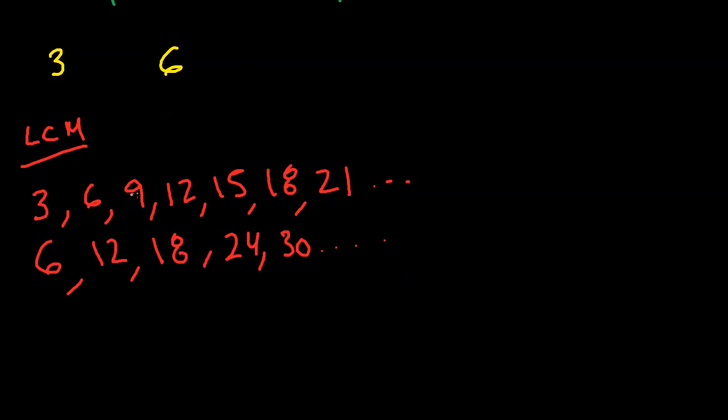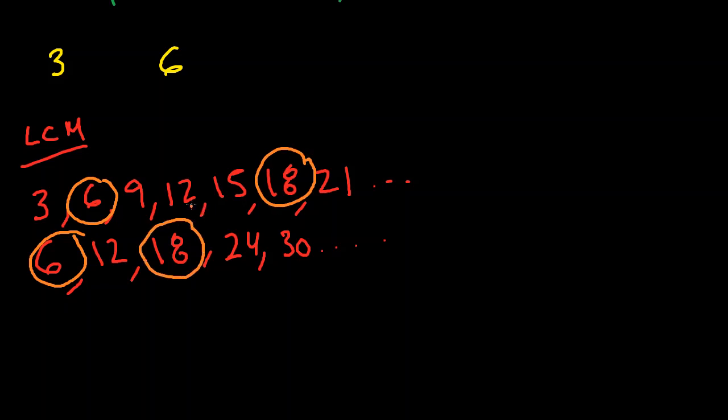So now, do we see a number that's common between this list and this list? We do, right? We see that 6 appears in the first list and it appears in the second list. But hold on. We also see another number that's common between these two lists. We see 18 and 18. So in this case, what do we do? Well, remember, we're looking for the lowest common multiple, right? So 6 is a common multiple of 3 and 6, and so is 18.